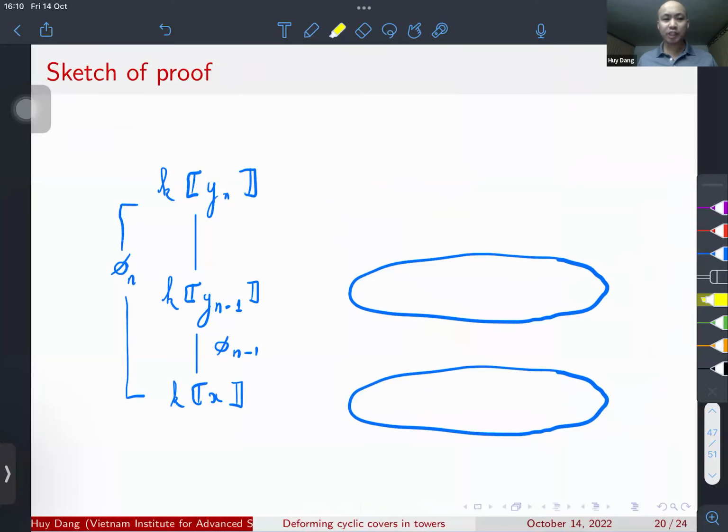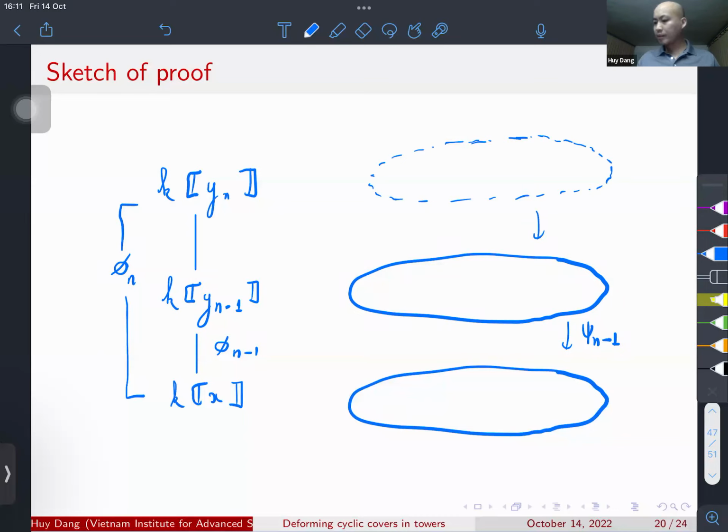So because I don't have much time, I will talk about the sketch of the proof. Right. Again, our goal is, given a tower of extensions, and psi n minus 1 is the deformation of a subcovering, then our goal is to construct some deformation for the whole tower, extended to the whole tower. Okay. So how do we do that?